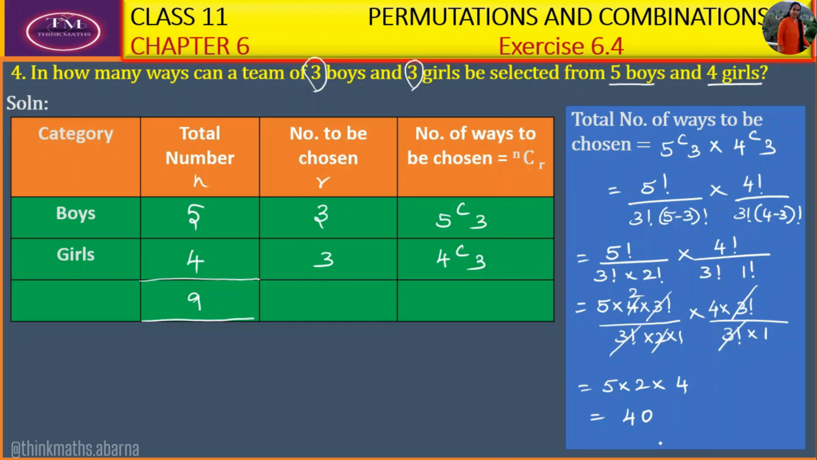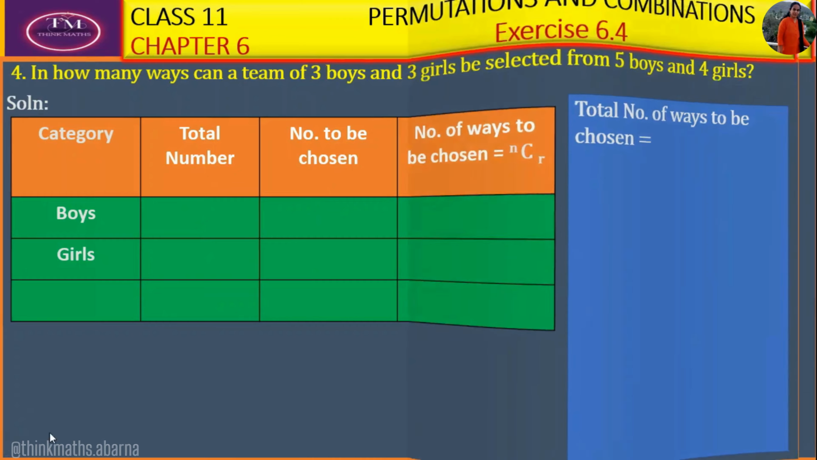Okay. In how many ways can a team of 3 boys and 3 girls be selected? So the answer is 40. Okay. Clear? So in this way, you can form a tabular column and easily find out the answer. Moving on to the fifth one.